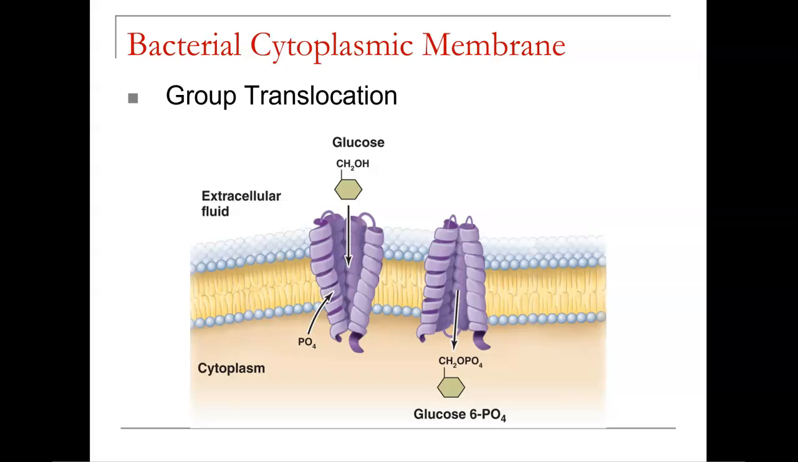You can also have what's referred to as group translocation. That's going to be a mechanism allowing bacteria to move molecules through the membranes down their concentration gradients by changing them into different types of molecules during the transport process. An example of this would be glucose.